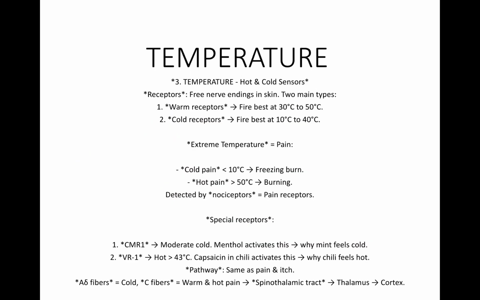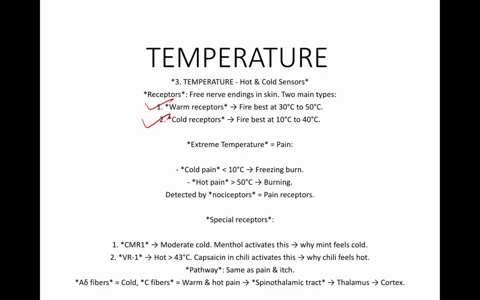Now comes the temperature. Temperature is nothing but hot and cold sensors. The receptors used here have free nerve endings in the skin. Two main types of temperatures you can have here. First is warm receptors and second is cold receptors, based on the temperatures. Two main types of nerve endings.